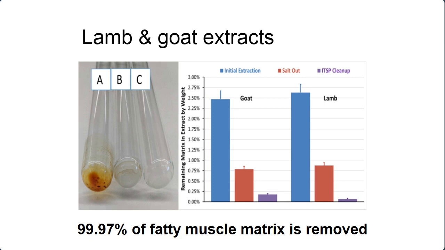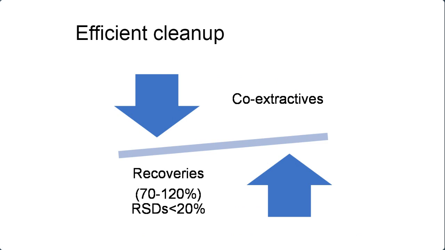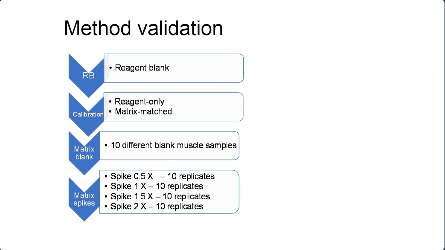So we established that cleanup is rather efficient. How about recoveries and RSDs? Well, when we validate the method, we follow the USDA Food Safety Inspection Service protocol, which includes having a reagent blank, reagent only, and a matrix-matched calibration curve, which allows us to calculate matrix effects. We also use 10 different blank muscles, and we have 4 levels of spiking, or fortifying, the sample. One level is a tolerance level. So X here represents a tolerance level for each contaminant. We validate at tolerance level, half tolerance level, 2 tolerance, and 1.5.